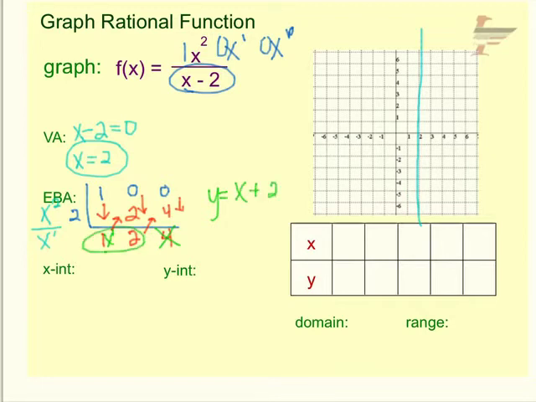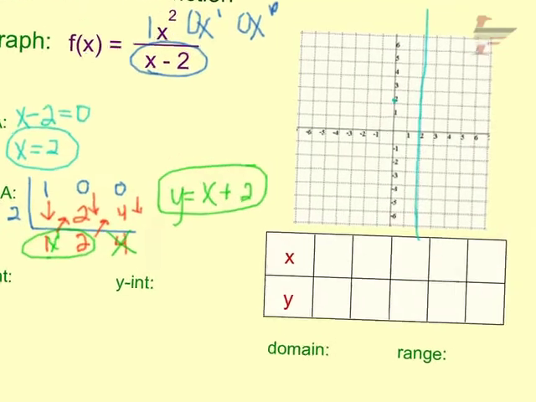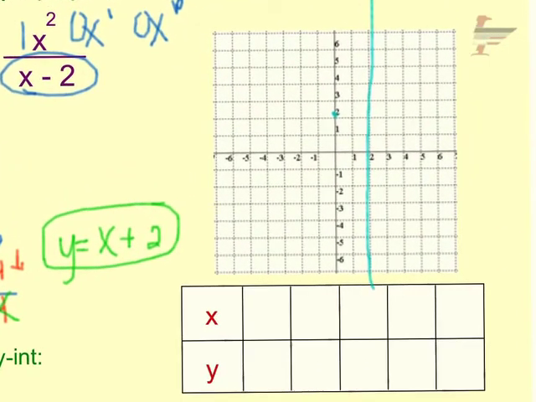That basically becomes your line right there. So x plus 2, if you go up 2 on your y-axis, and then you will have a slope of 1, so up 1 over 1, and we can draw in our slanted EBA like that.